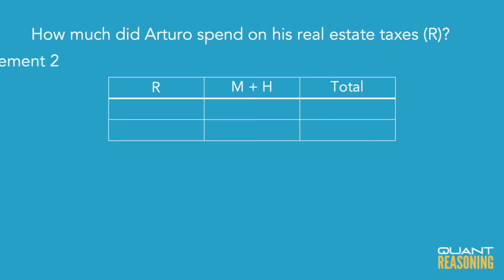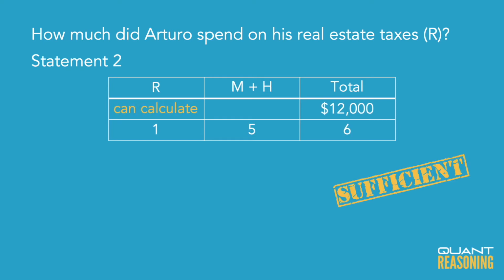And that makes me want to start with statement 2, because statement 2 implies that R is 1/5 of M plus H, for a total of 6 ratio units. And that should be enough for me to solve the question. If we wanted to know exactly what the answer is, it would be 1/6 of 12,000, and whatever that is. We don't actually have to solve it because this is data sufficiency.